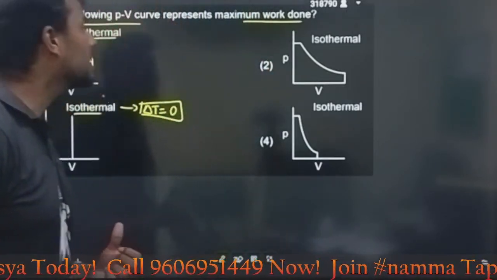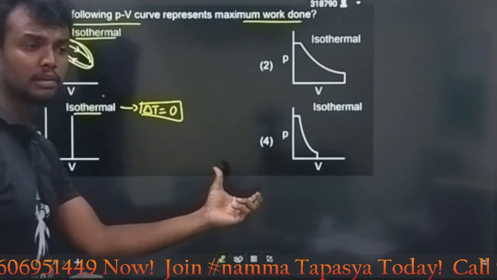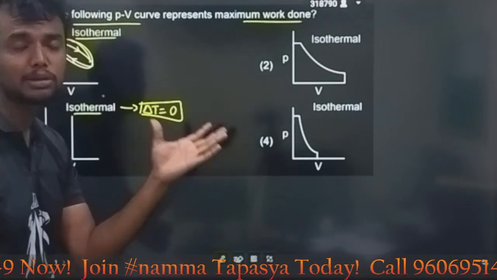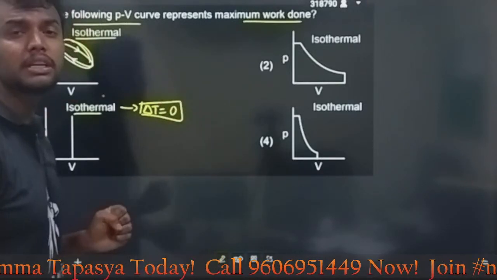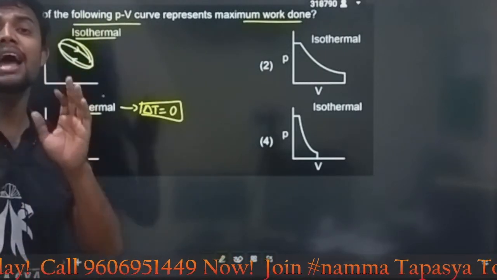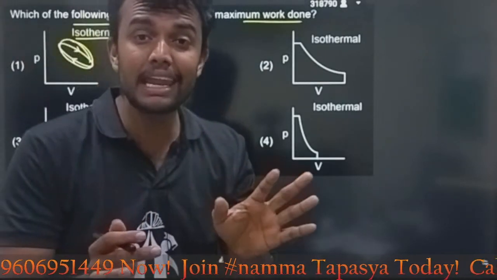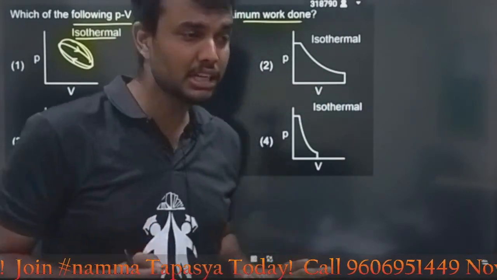My dear students, look here. If you come to this question, I already told you guys, this question is also important in your physics class. Here, how to calculate work done? Very simple. Whenever they give the graph, simply calculate the area under the curve. If you calculate the area under the curve, you will get the work done. Correct, my dear students? Area under the curve.